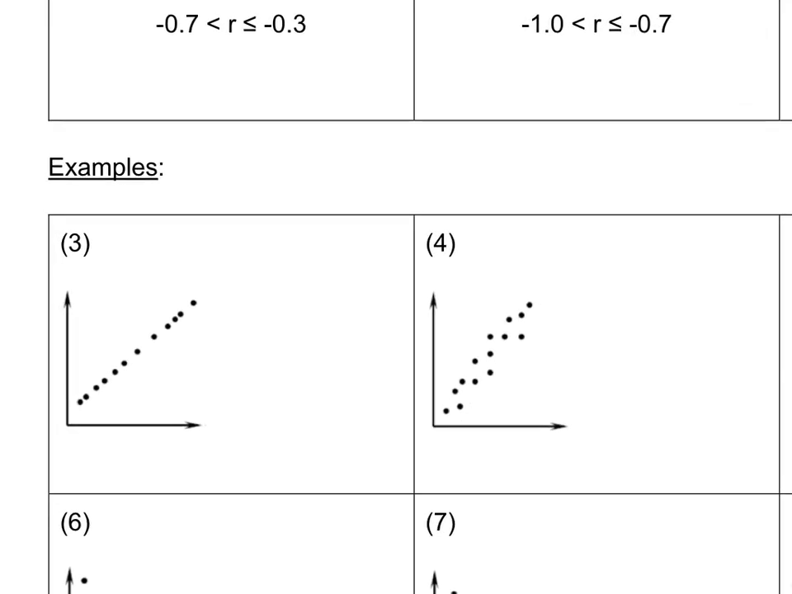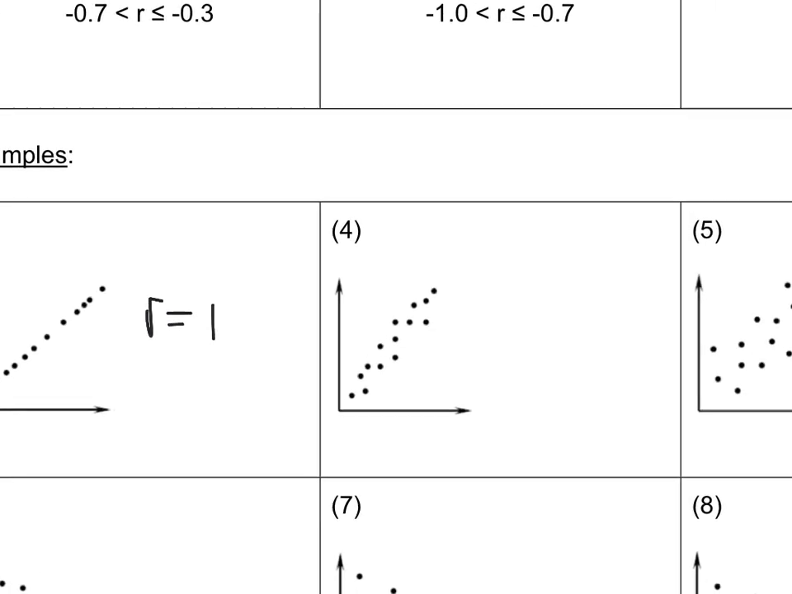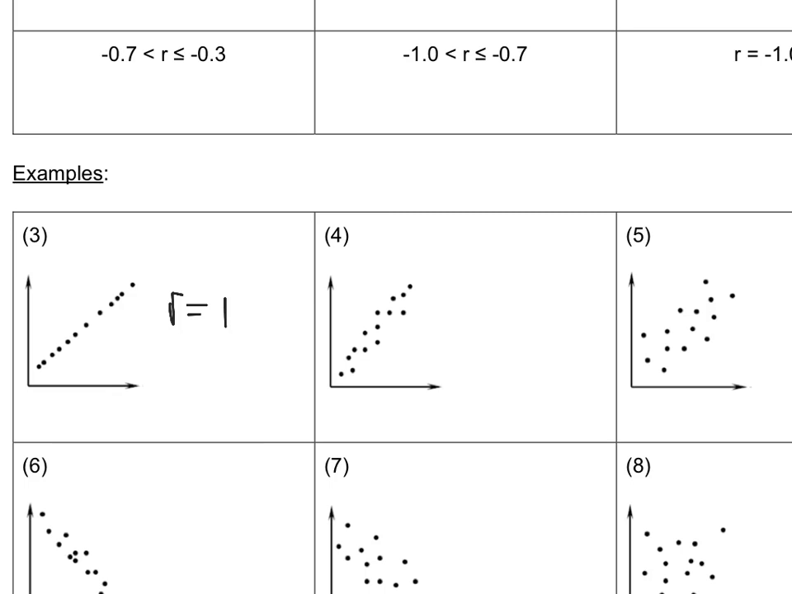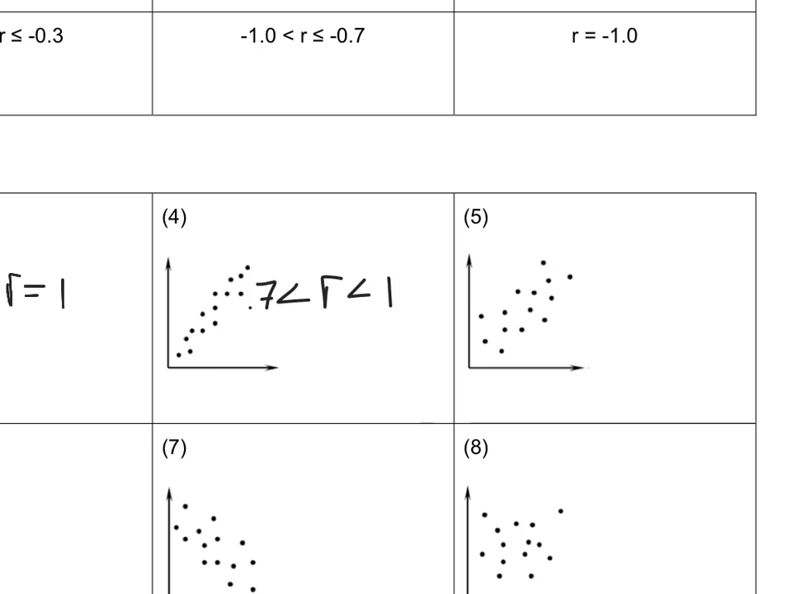All right. So what would the R value be for number 3? R equals 1. All right. What interval do you think would apply to number 4? Strong positive. So that's from what to what? We're talking about 0.7 to 1, right? So R is bigger than 0.7 and less than 1. Just anywhere in that interval.